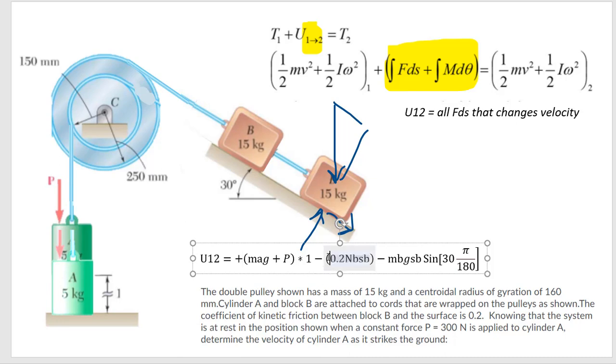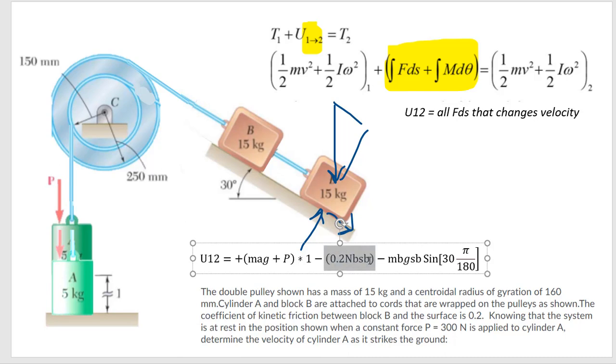For block B, there's actually quite a lot of things going on. It is sliding up the ramp. We have some kind of friction force, so we'll have to draw a free body diagram. Here's the mg cosine theta, which is going to be our normal force. We have a friction force with a friction coefficient. Here's the kinetic friction between the surfaces, 0.2 times our normal force, and that's going to be our mg cosine theta.